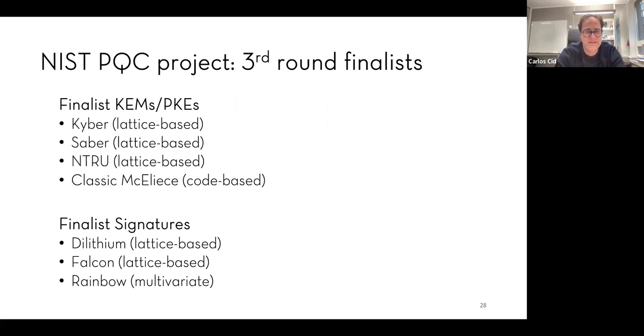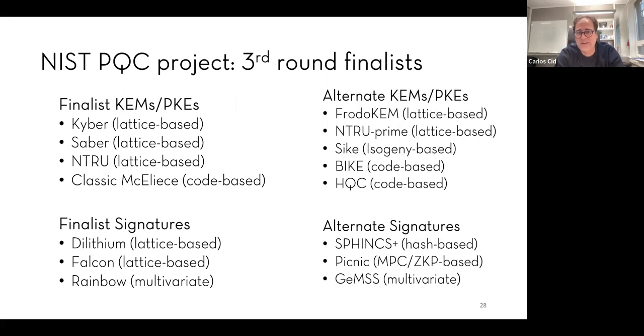And for signature, they had 2 lattice-based and 1 multivariate. But they also kept some other schemes because they considered them promising, for example if there was some cryptanalysis or so on. So here is the selection. You can see in the signatures, you had 2 lattice and Rainbow. This is after several years of analysis.